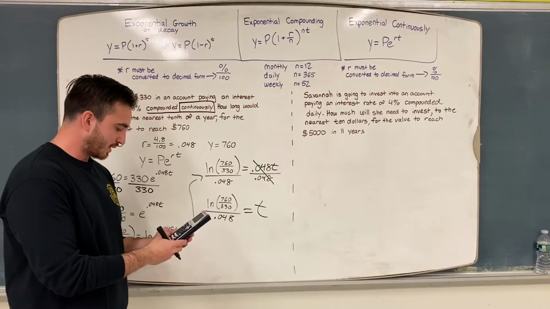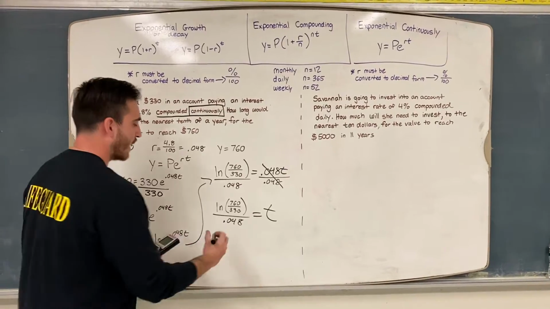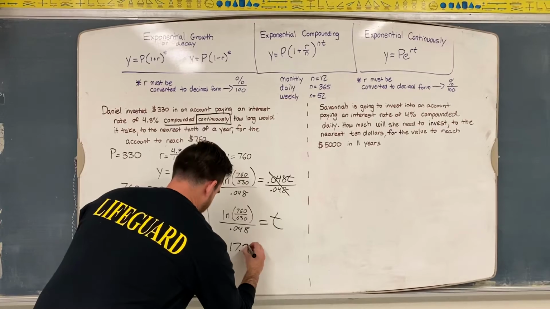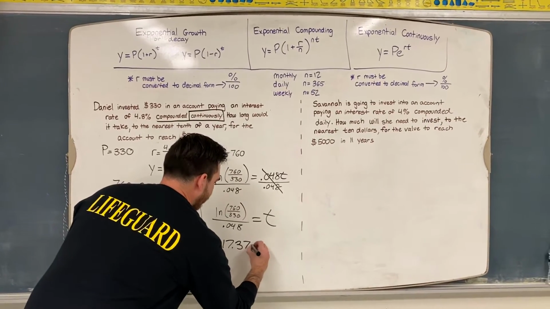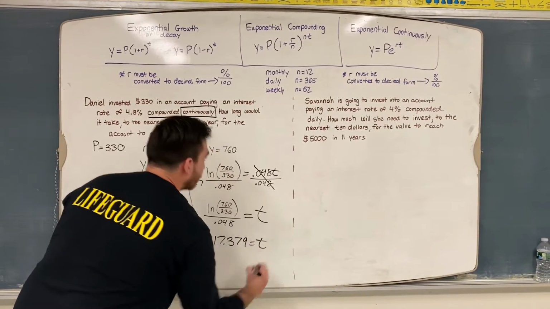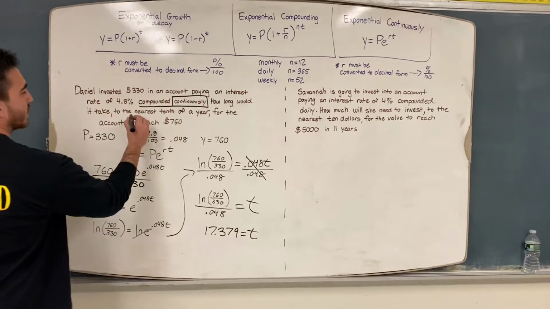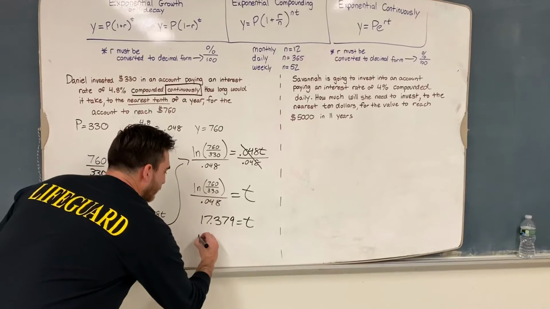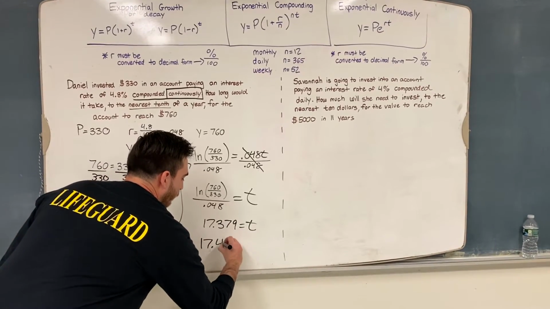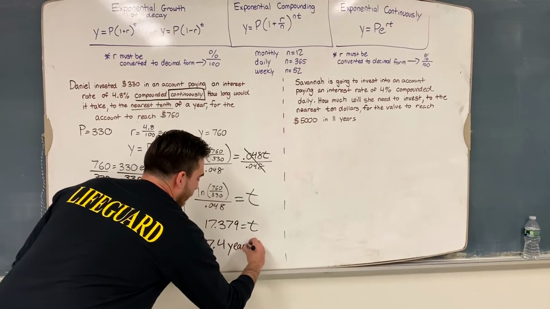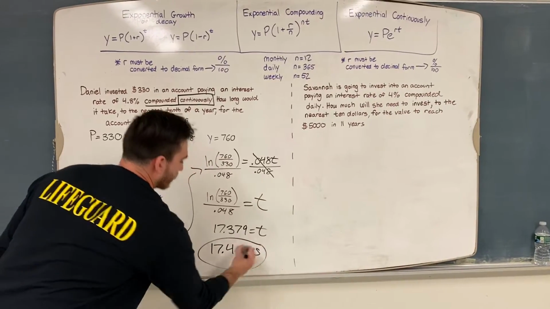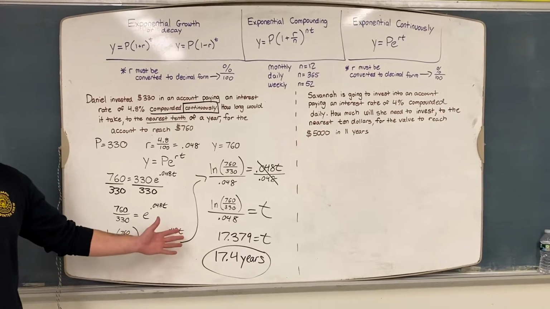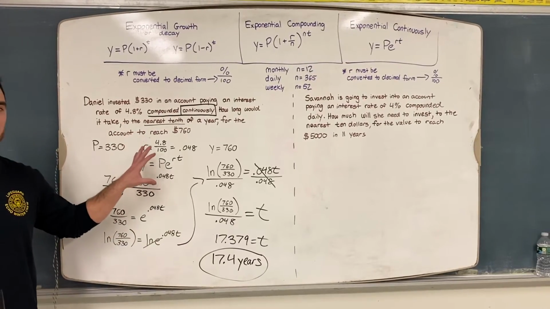So if I put this into the calculator, we're going to end up getting 17.379 is equal to t. But based on the problem, they asked us to the nearest 10th of the year. So our final answer is going to be 17.4 years. Yeah, we're already at 4.5 minutes. That's great. So this is when you are solving for t. This is the hardest type of problem you're going to be asked.